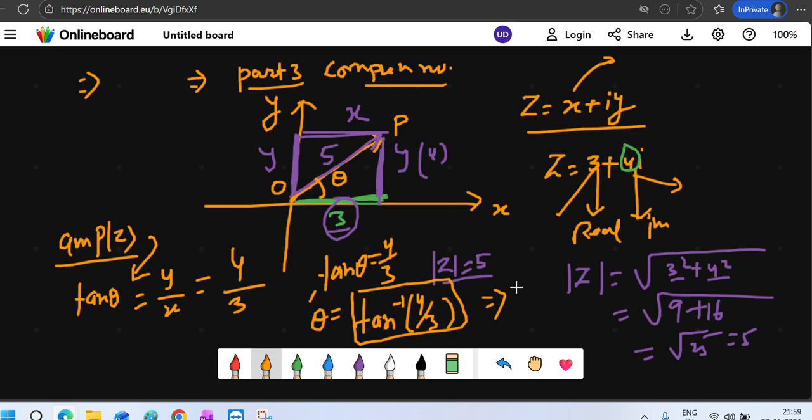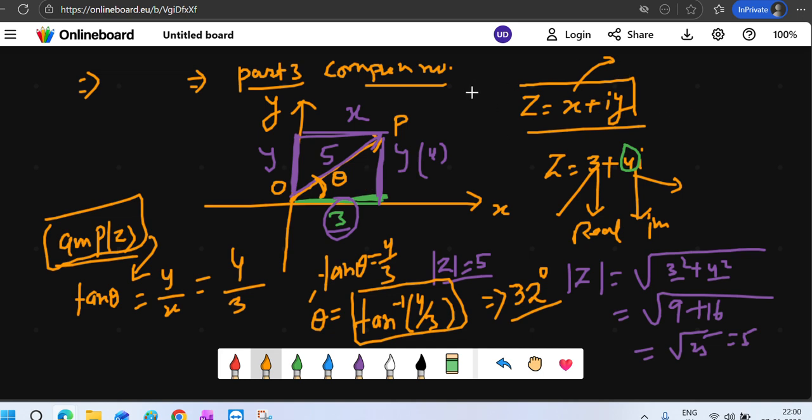Whatever tan inverse 4 by 3 comes out to, that will be your angle. Let's suppose I'm just assuming it comes to about 32 degrees. So this angle will be 32. That is called the amplitude of z. So this is the basics of the geometrical representation of a complex number.